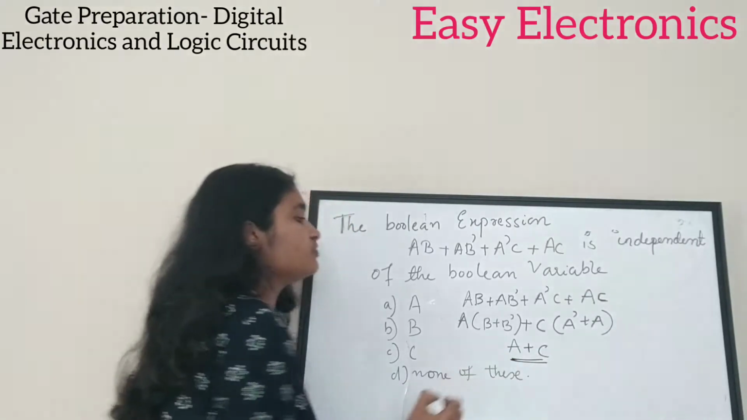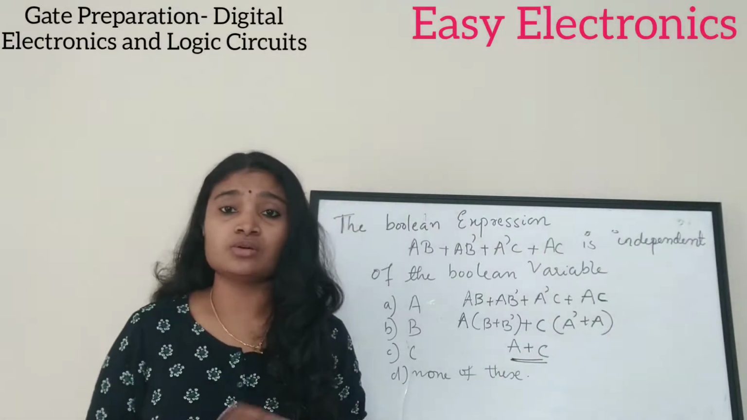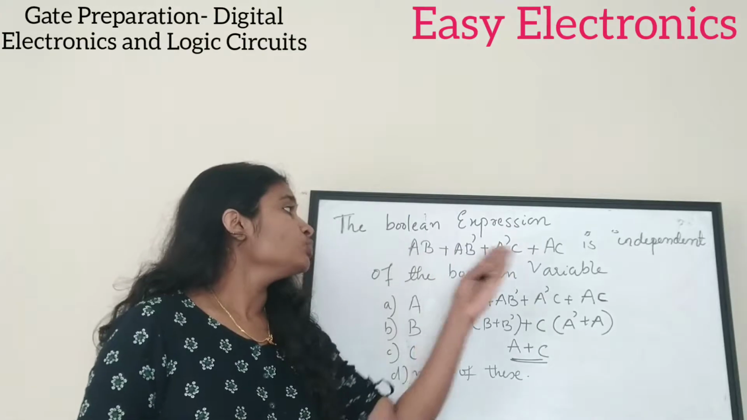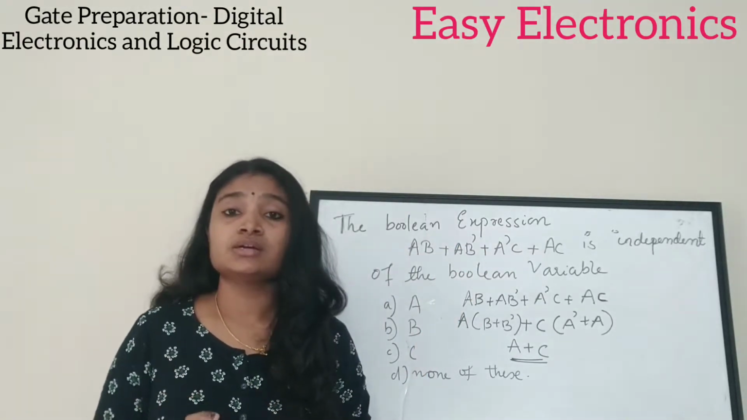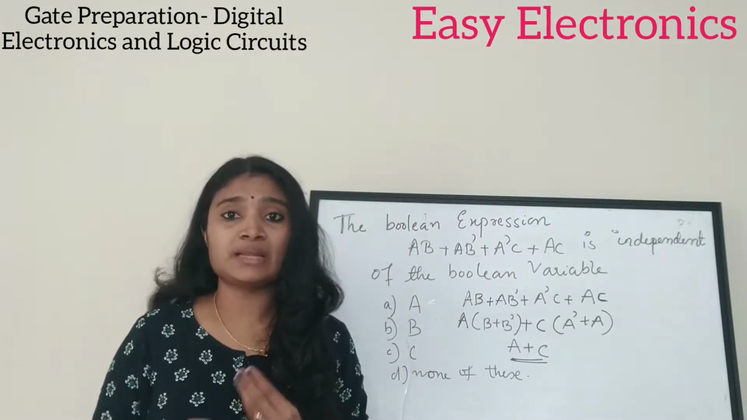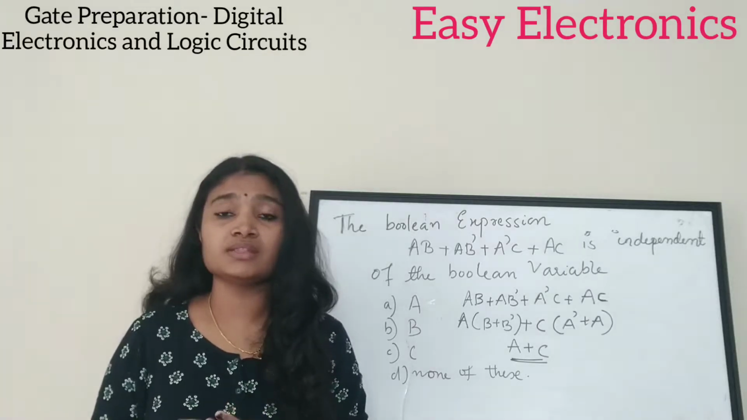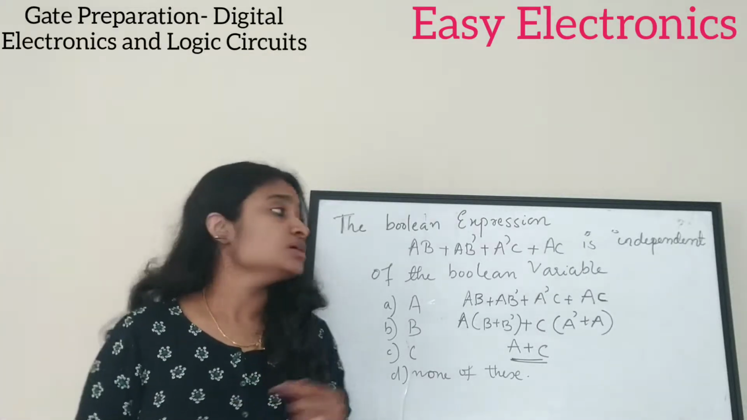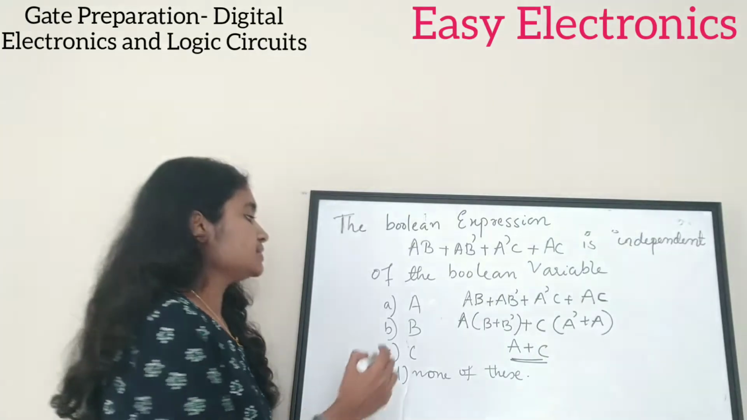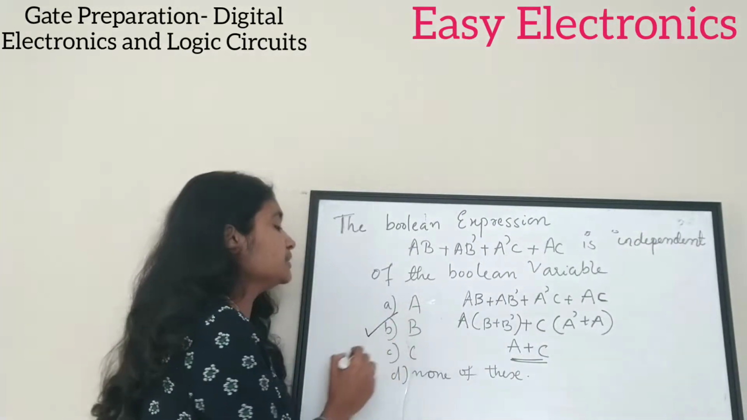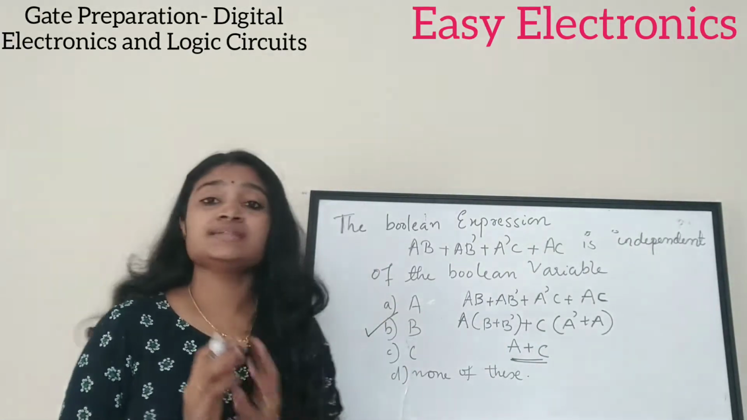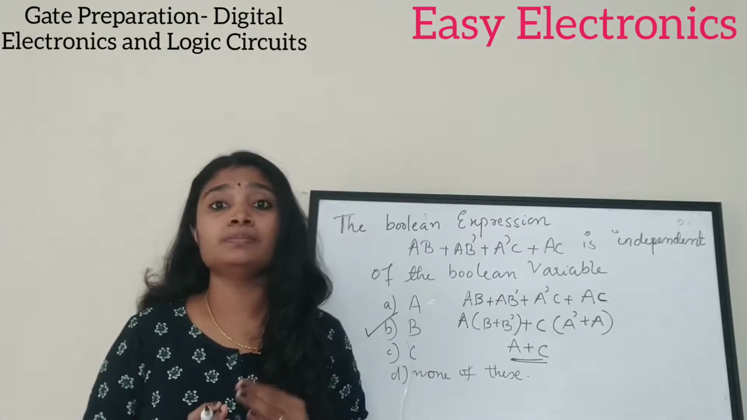So this is the final result of your Boolean expression when you simplify it. The result is A plus C, and it does not contain the variable B. So the correct answer here is option B. That is, the Boolean expression is independent of variable B.